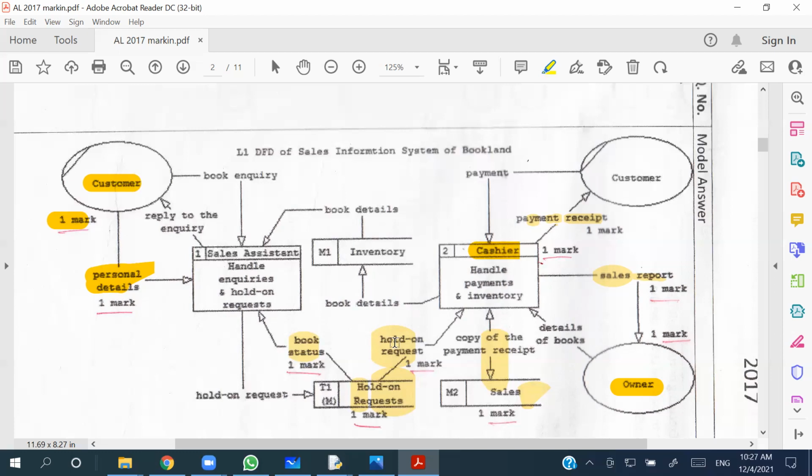Does anyone need to discuss this, people? How to go on with the level one DFD? Yes, does anyone need to have a discussion regarding that? Okay, so moving forward.